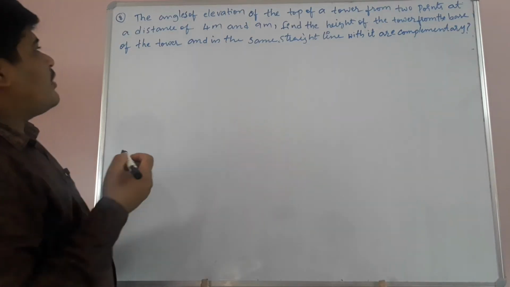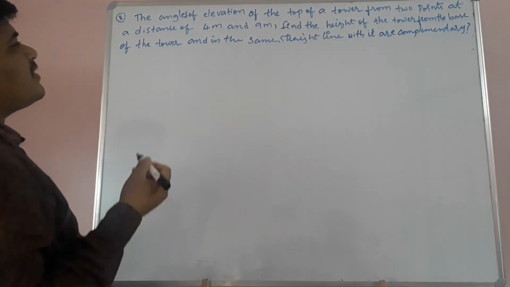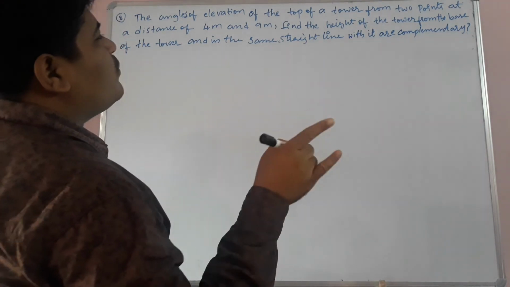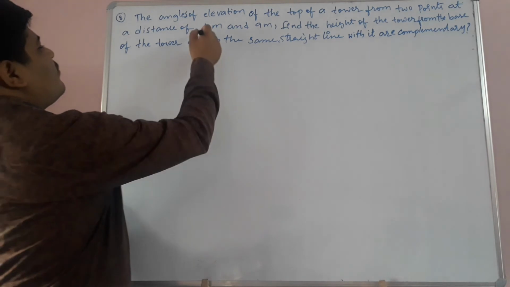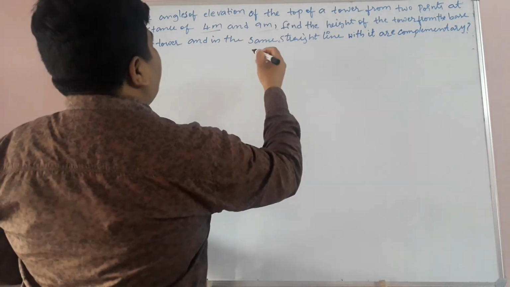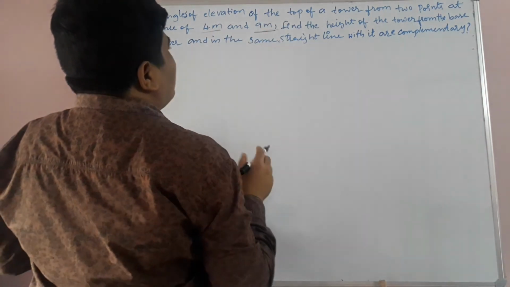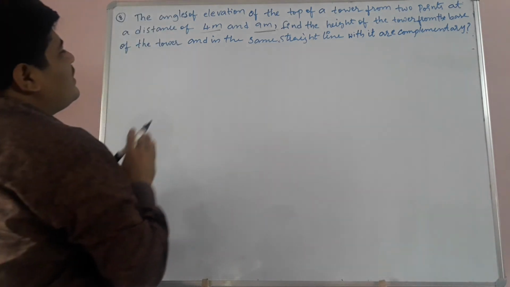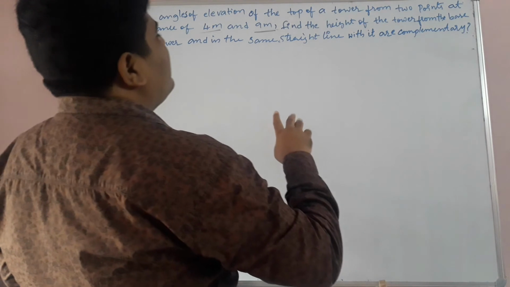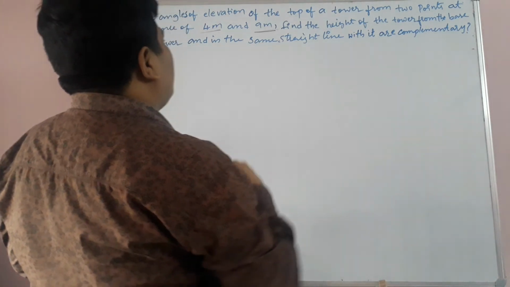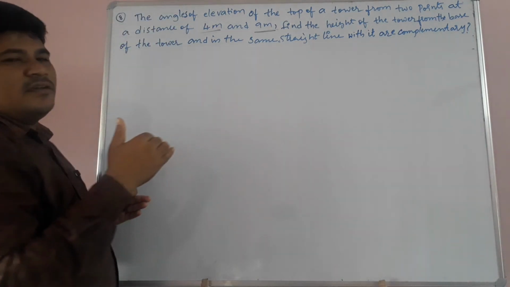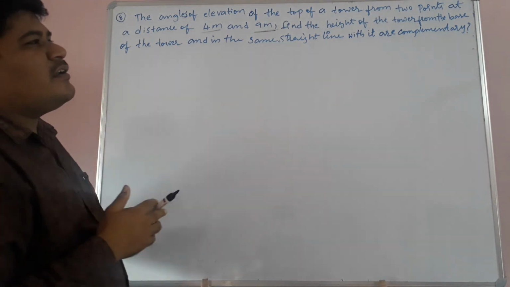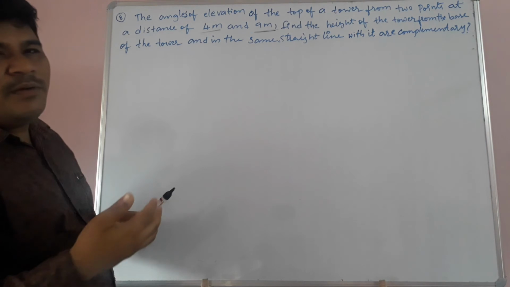Let's see problem number 8. The angles of elevation of the top of a tower from 2 points at a distance of 4 meters and 9 meters from the base of the tower and in the same straight line with it are complementary. Find the height of the tower. Means children, those two angles of elevation are complementary. So what are complementary angles?